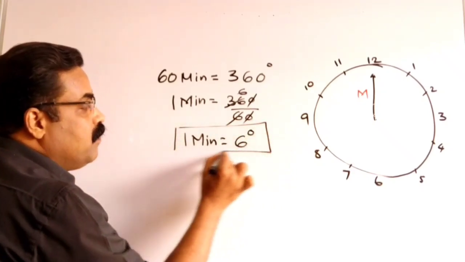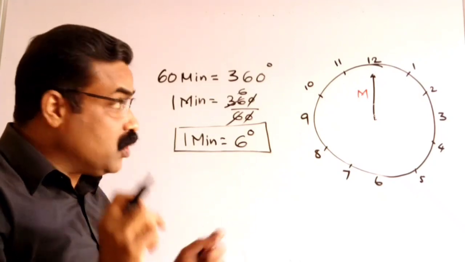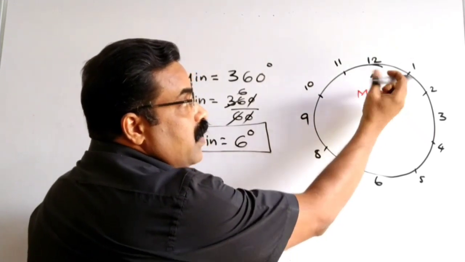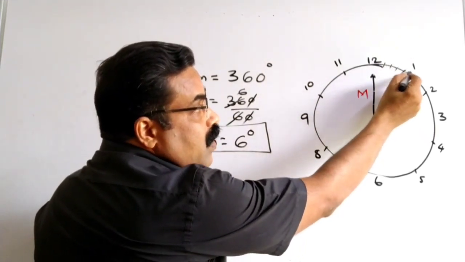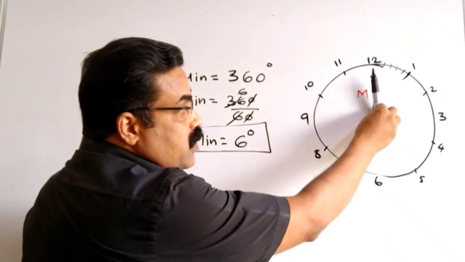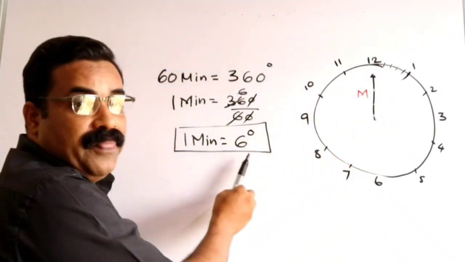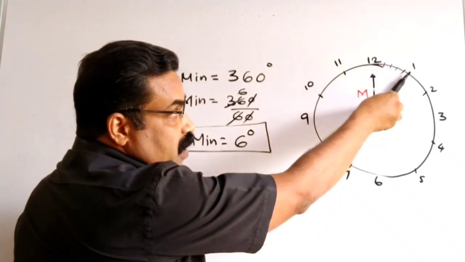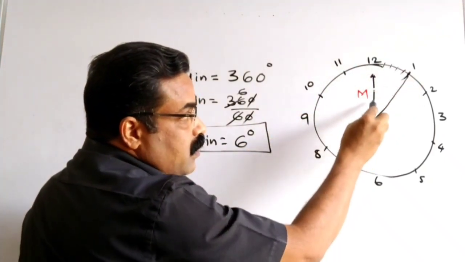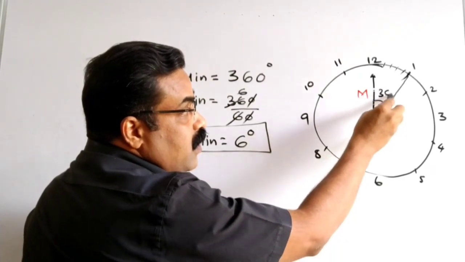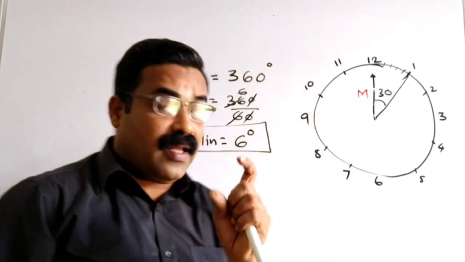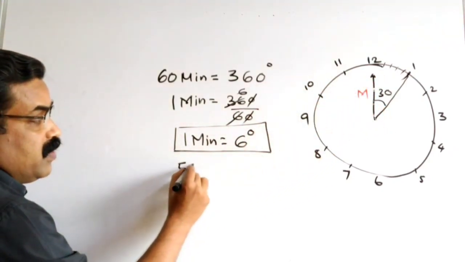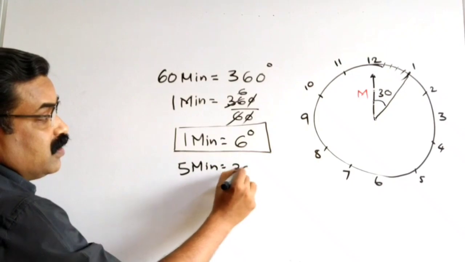One of the very important pieces of information, students, you have to note. When the minute hand moves 1 minute, 1 minute is 6 degrees. So 5 minutes will be 6 into 5, and this angle will be 30 degrees. Understand very clearly: 1 minute is 6 degrees, therefore 5 minutes will be equal to 30 degrees.